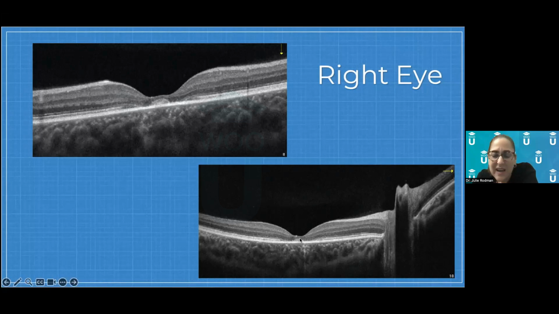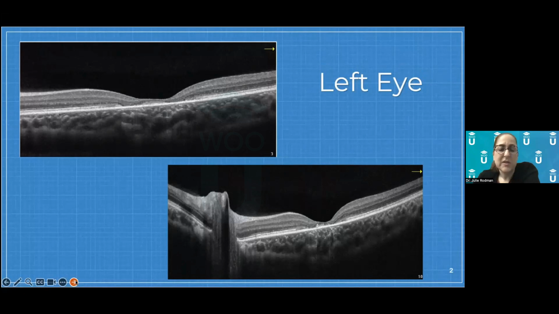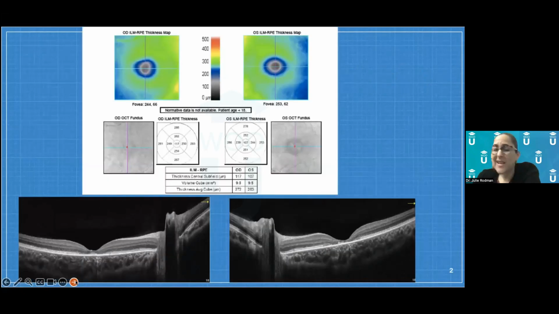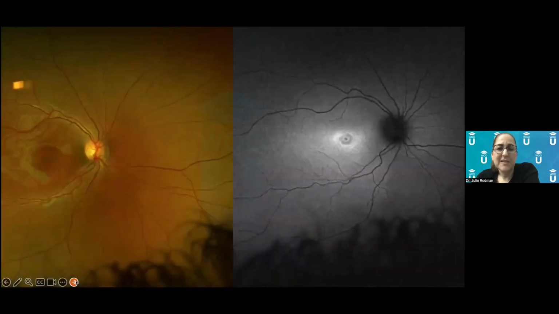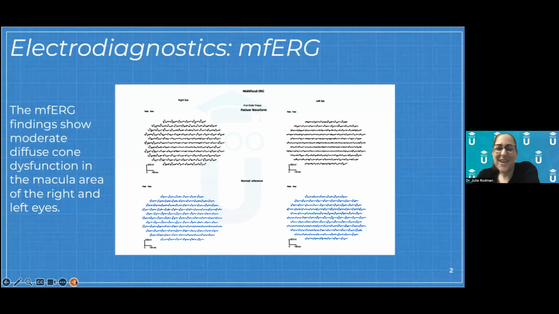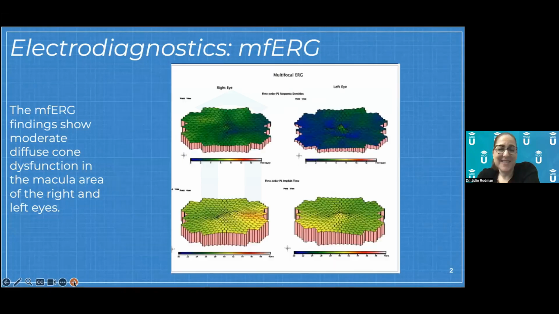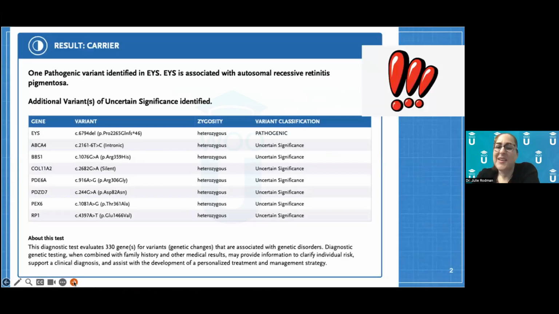And even in this eye, she has a little remnant of tissue. So not as advanced as her sister, but certainly looks very similar to the sister's presentation. And here's the left eye. Same exact appearance on the thickness map. Same on autofluorescence. Kind of strange. Almost looks like exact same thing as the sister. Multifocal ERG, the same.